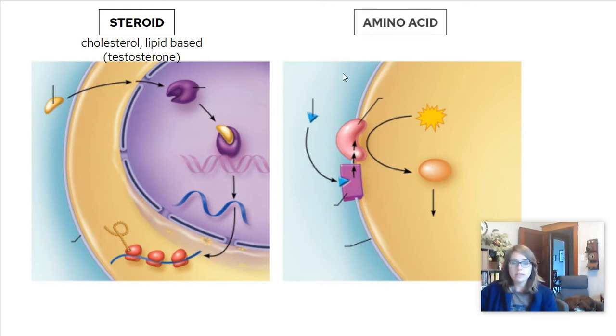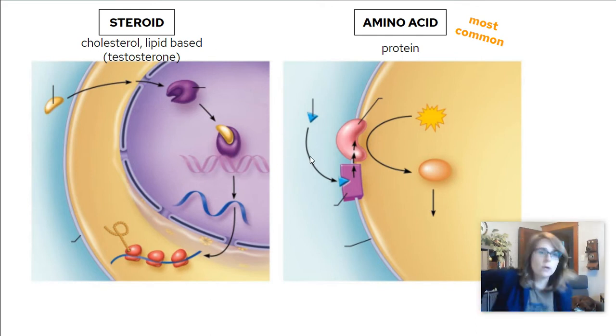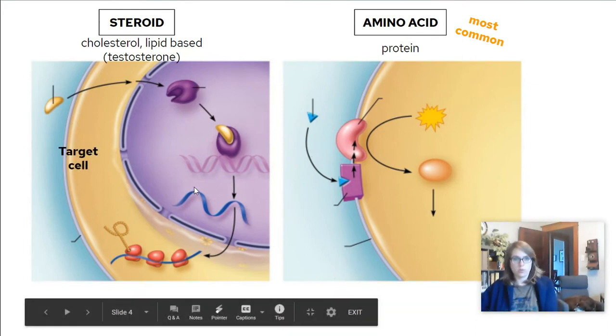Then we have the one that's the more common type, and these are the amino acid-based hormones that you produce. So they're more like a protein instead of more like fat. But the way that they interact with my target cells, so the cells that they are destined to go affect, are different. Right? So just remember the amino acid hormones, they are more common than the steroid-based ones, but how they interact with our target cells are different. So we'll start here with the steroid hormone.